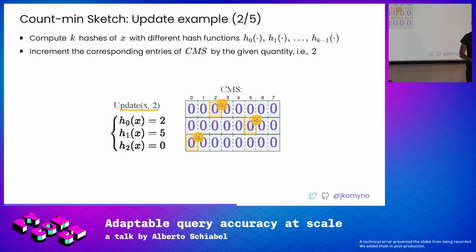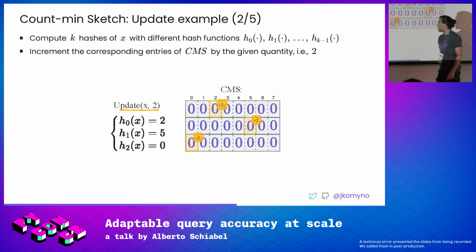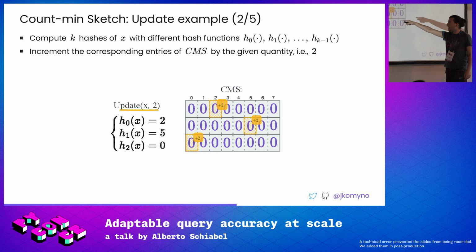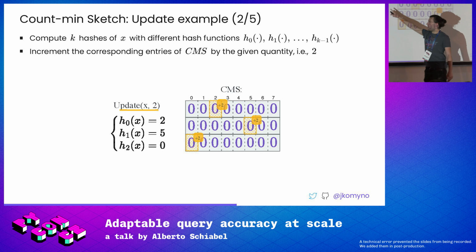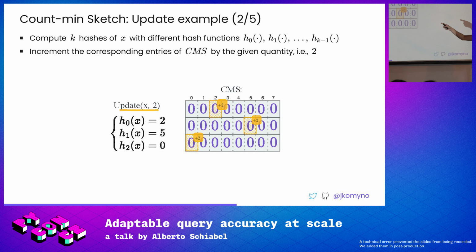Again, we want hash functions to be independent, and we want the initial matrix to be zero-initialized. We start adding an element. In this case, it's an update operation. What does it mean? We say that element x now occurs 2 additional times than before. We compute the hash values, and we see 2, 5, 0. So hash function 0 controls the first row, row 0, and we go to the second element here and add the frequency that we got in the update operation, so we see +2. Hash function 1, we get 5, so in the row at index 1, position 5, we increment by 2.